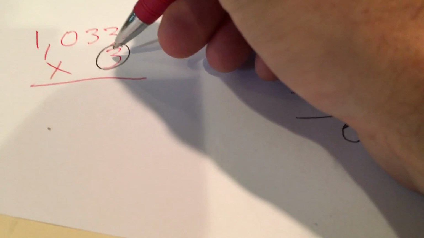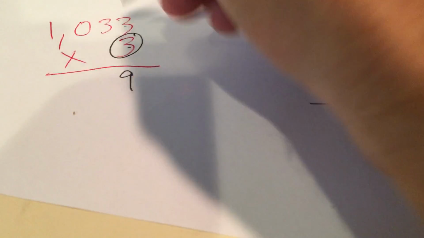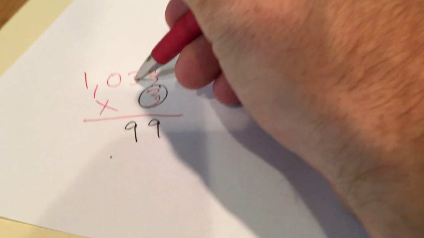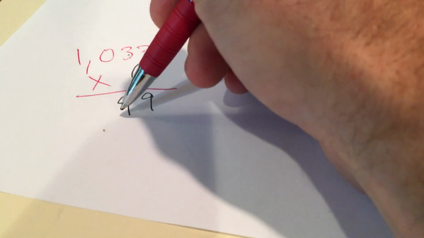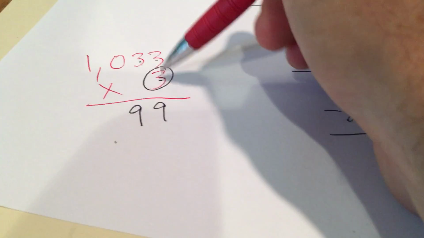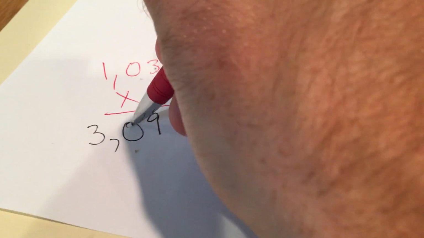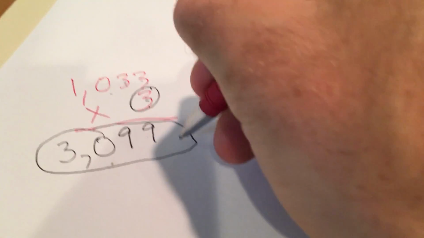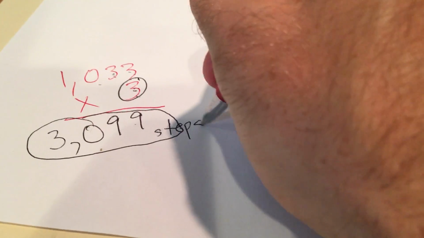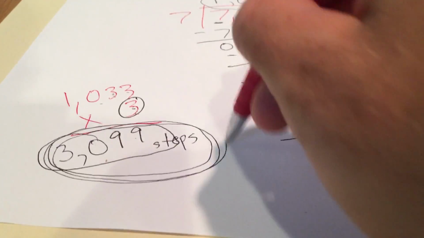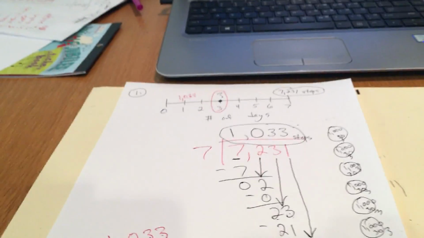So we're going to multiply 1,033 each day times 3 days. So we're going to start here. We're going to multiply 3 times 3 ones is 9 ones. 3 times 3, we're going to do 9 again. But notice it's 30 times 3, which makes 90. So we're in good shape. So 3 times 3 was 9. 3 times 3 was 9. 3 times 0 is 0. And 3 times 1 is 3. So the answer is 3,099 steps. And that is the final answer to this problem. Jose took 3,099 steps in 3 days.